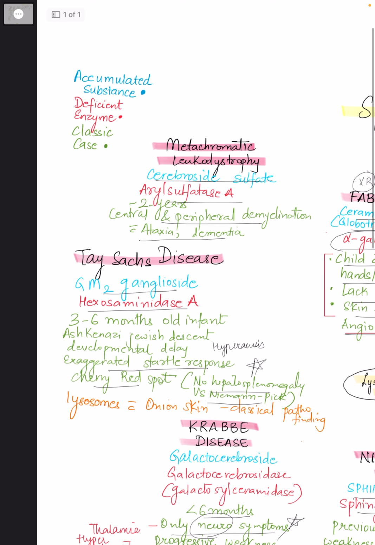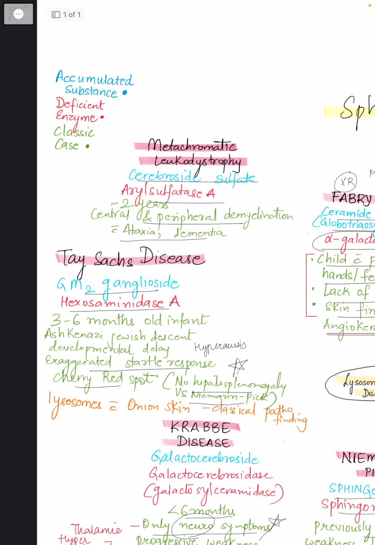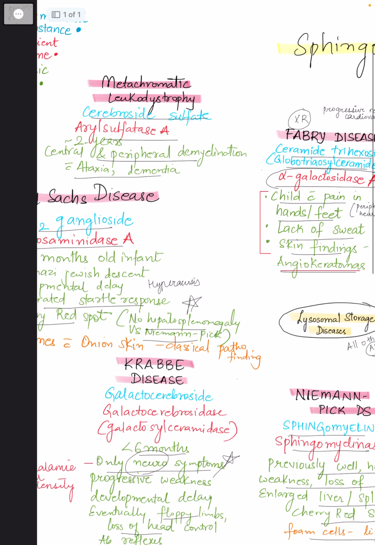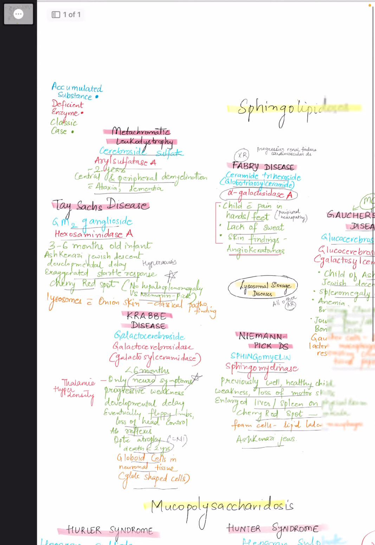The last lysosomal storage disease, which is not as important as others, is metachromatic leukodystrophy. The deficient enzyme is aryl sulfatase A, while the accumulated substance is cerebroside sulfate. Classically seen in 2 years old child with central and peripheral demyelination with ataxia and dementia. So that is all about lysosomal storage disease.